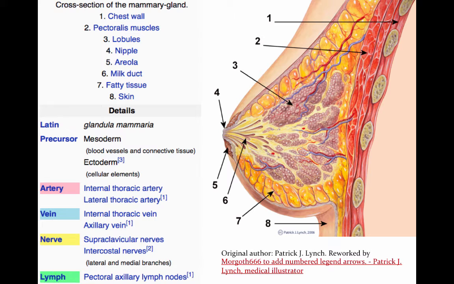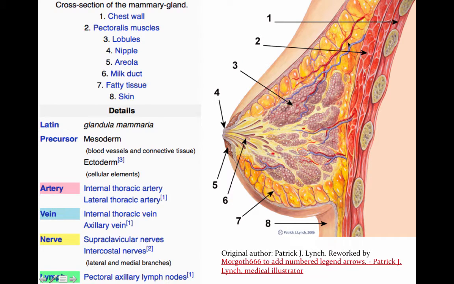Okay, so this is a diagram of the breast that I found on Wikipedia, and I'm giving credit to the original author Patrick Lynch here. And I'm going to keep referring back to this picture because it's a great diagram, but it's also one that Wikipedia says that I am free to use.